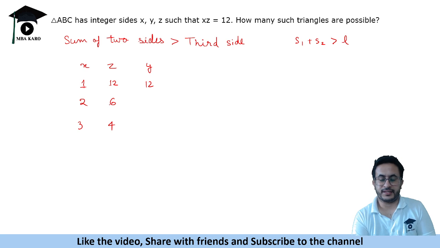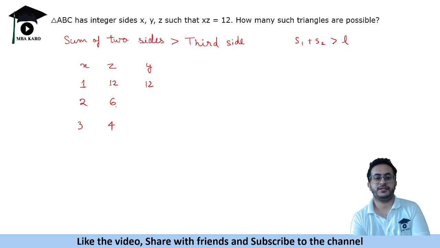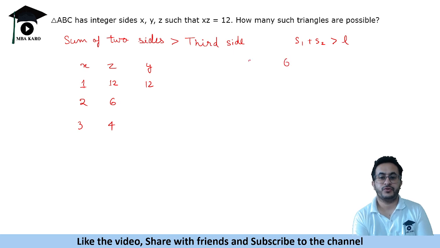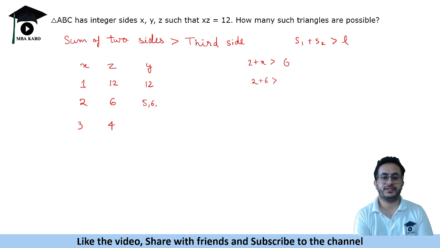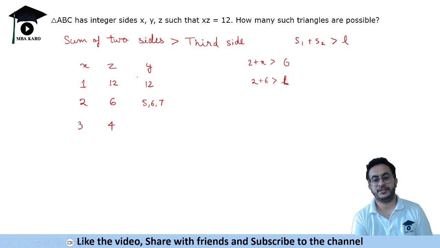Now when we take 2 and 6, let us think about how we can find the largest side. Let us say the largest side is 6. So 2 plus x should be greater than 6. So x can be 5, it can be 6. Now we are saying that the largest side was 6, so this is possible. Now let's say the largest side is greater than 6. So 2 plus 6 is greater than, let's say, the largest side L. So it can be 7, it cannot be 8. So we get 3 such cases here.